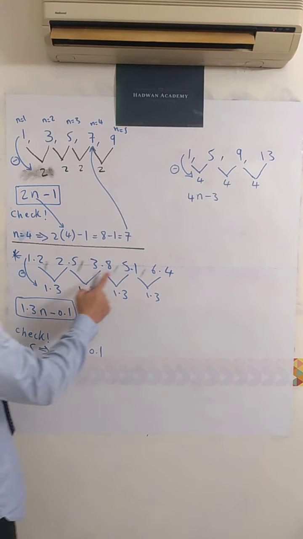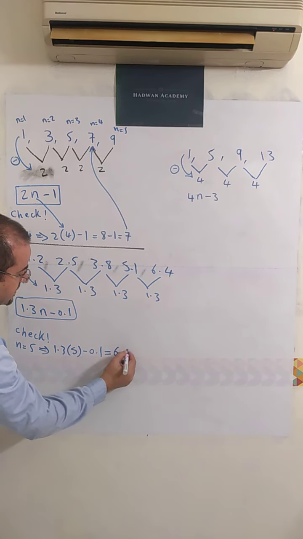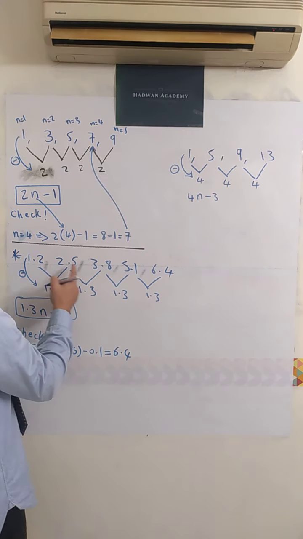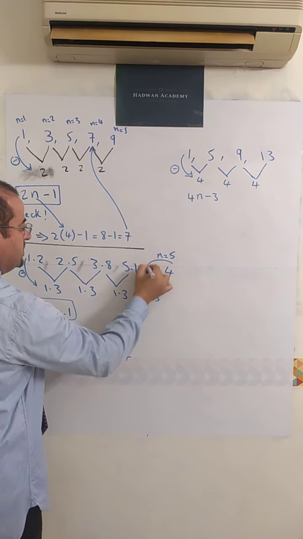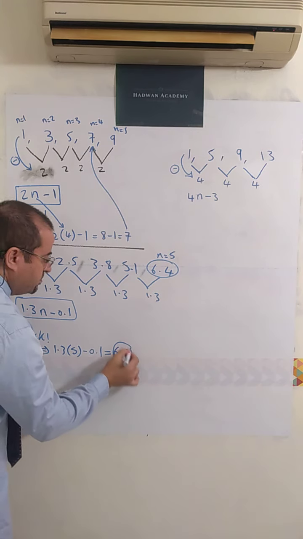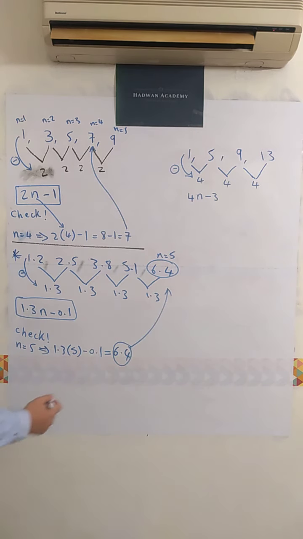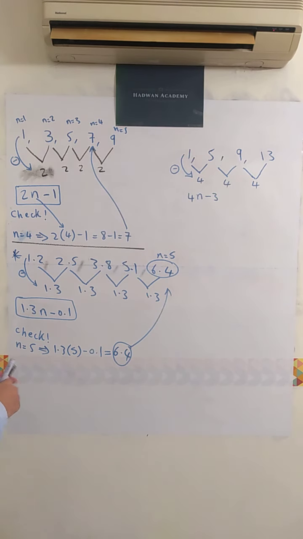So the answer is 6.4. So the answer here is 6.4. For the nth term, with n equal to 5 here, what's the value? 6.4, which is exactly 6.4 here. So our work is done. Okay, so this is the second case of the sequence.